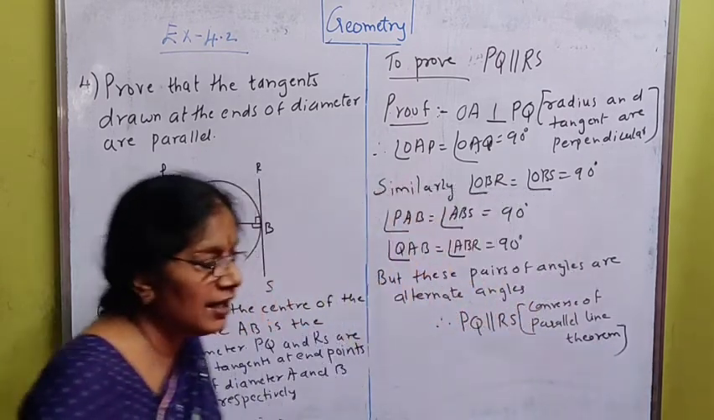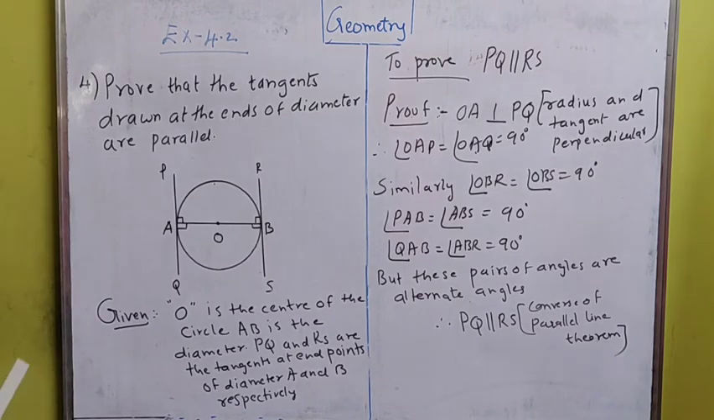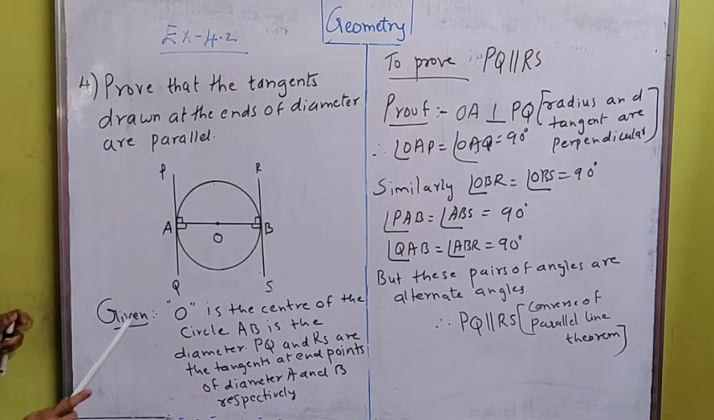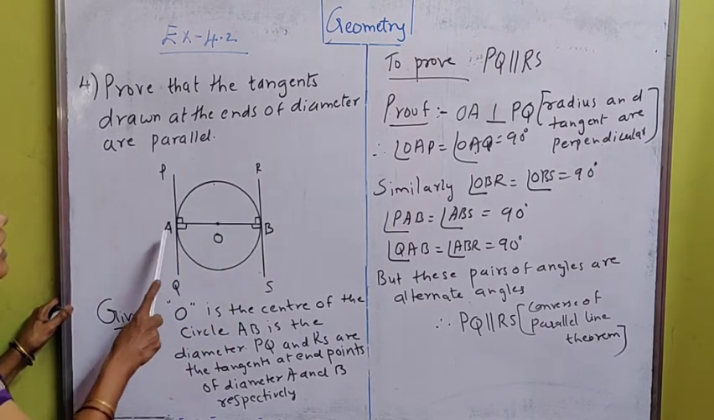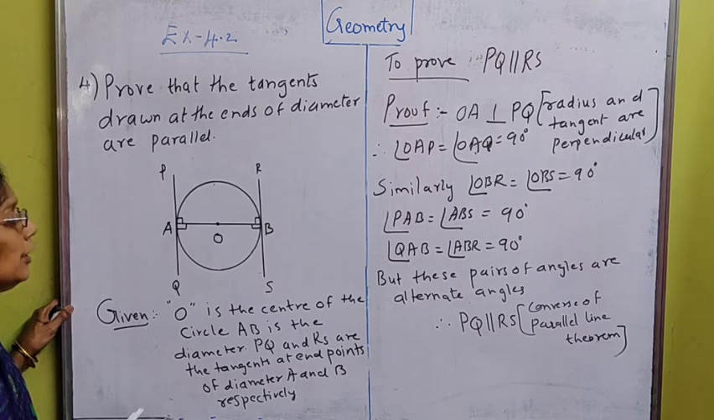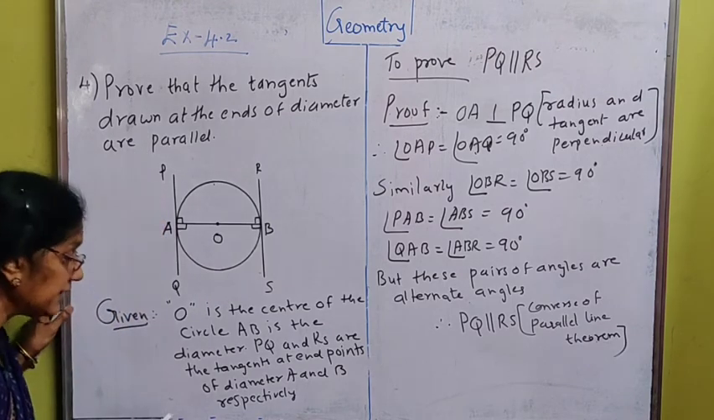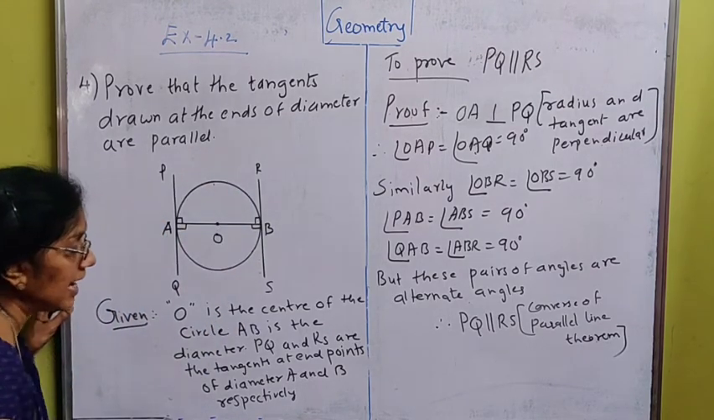Converse of parallel line theorem. So now once again you pay attention here. What is given over here? AB is the diameter, A and B are the endpoints of the diameter. To A you have to draw one tangent and to B you have to draw one tangent.